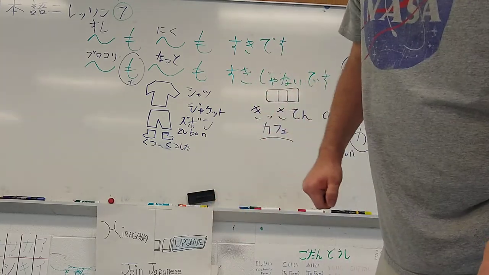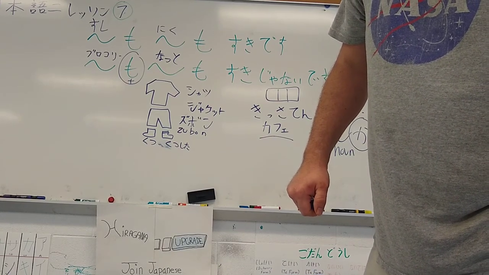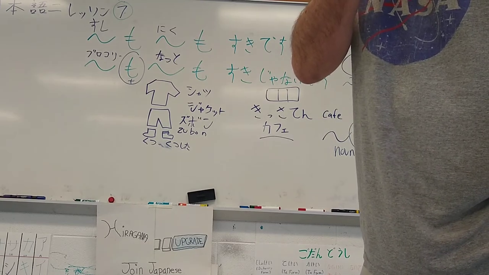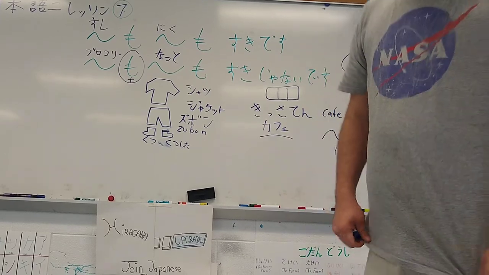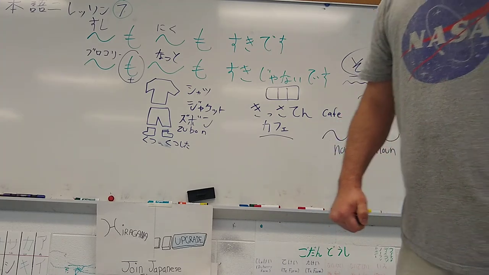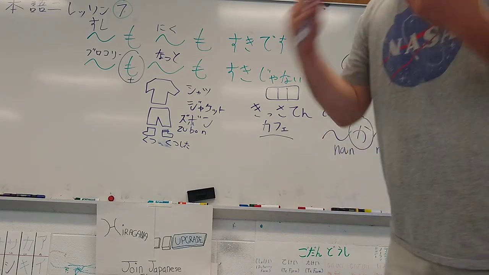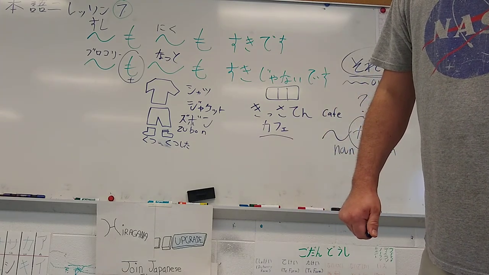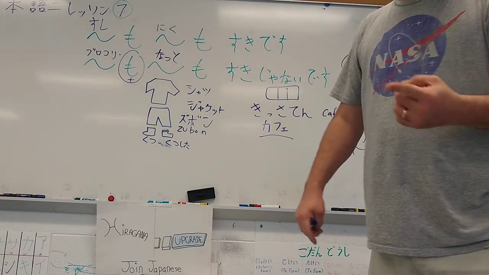Okay, so your work today, I would say, you get a doc, and I think the best one to do is B and C on page 272. Number one, showing desire using tai. So I want to buy books. So person one would say, hon wo kaitai desu. And then you would say, ja, konban, honya e ikimashou. Ii desu ne. So that would be the answer for number one on B.